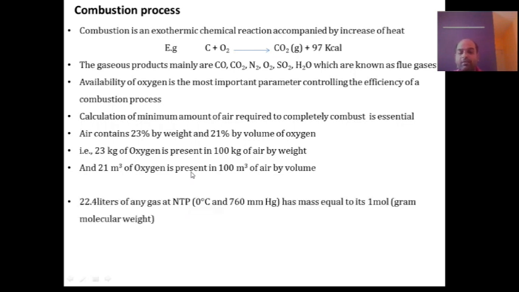Another important thing that you need to note is that 22.4 liters of any gas at normal temperature and pressure has mass equal to 1 mole of that particular gas. So for example, oxygen exists in its bimolecular form, and so it is O2. A single oxygen atom weighs 16 AMU, so a molecule of oxygen weighs 32 AMU. So based on this relationship, 22.4 liters of oxygen will have a mass of 32 grams.